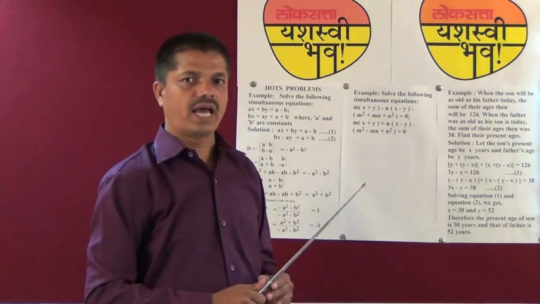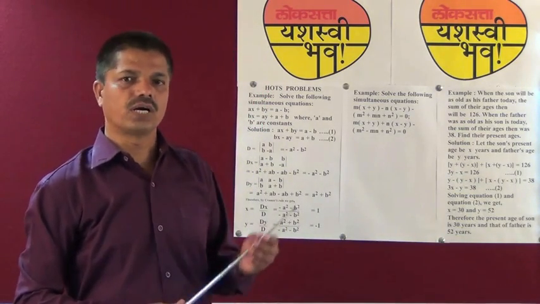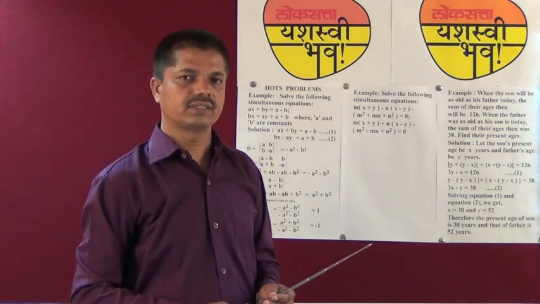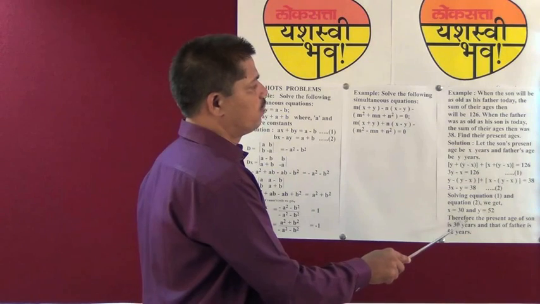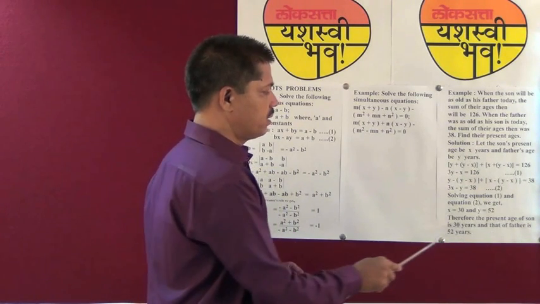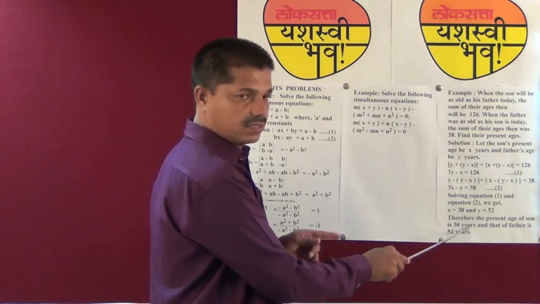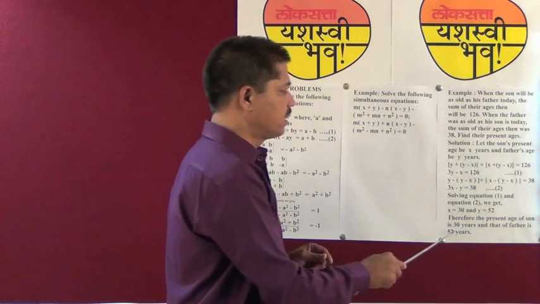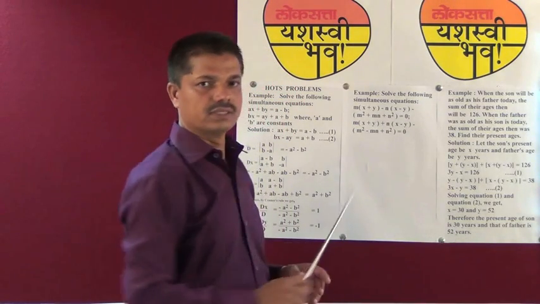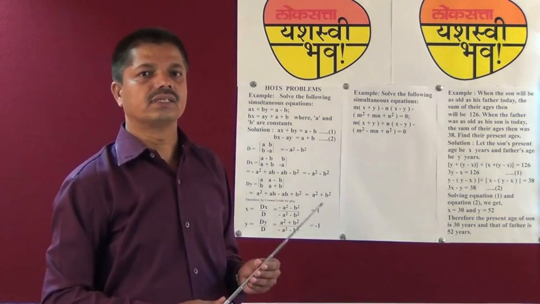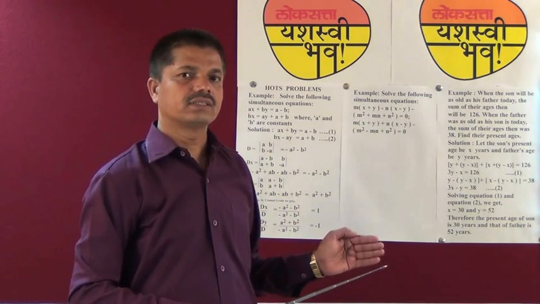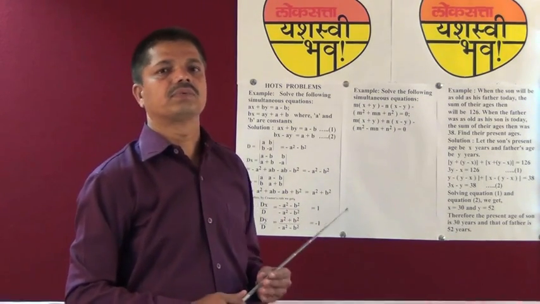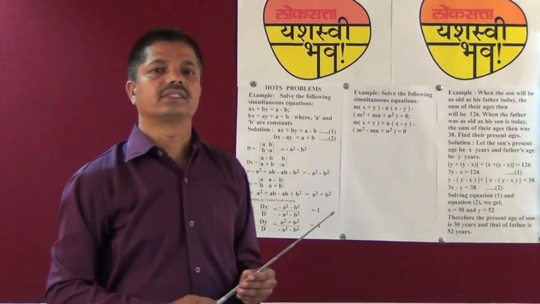As I told you previously, this word problem should always end with a sentence. Here we are ending with the sentence: the present age of son is 30 years and that of father is 52 years. Here I have attached the unit years and written the sentence because this part of the answer generally carries 1 mark.